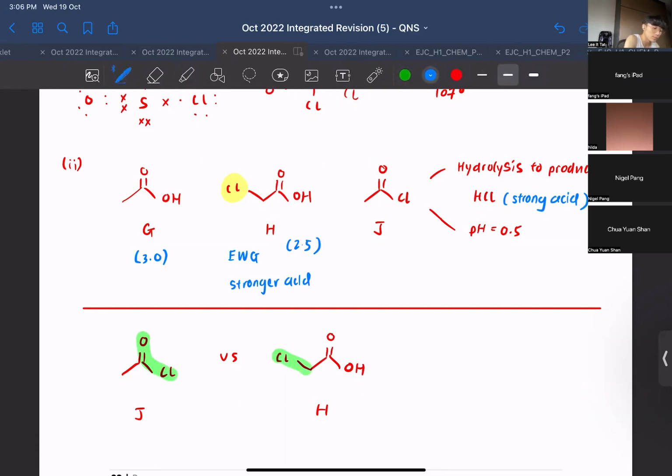Very quickly, let's just explain this. This one has two highly electronegative atoms, so the carbon is highly electron deficient, very susceptible to being attacked by a nucleophile. Whereas for this one here, it's not as susceptible because you only have one electronegative atom, so it's not as electron deficient. You should be discussing this, and then link it back to the AgCl precipitate. That is 2 marks. And let's take a look at the full answer.